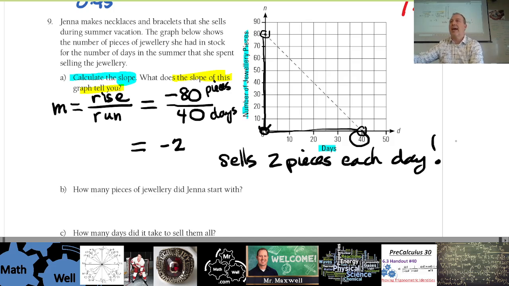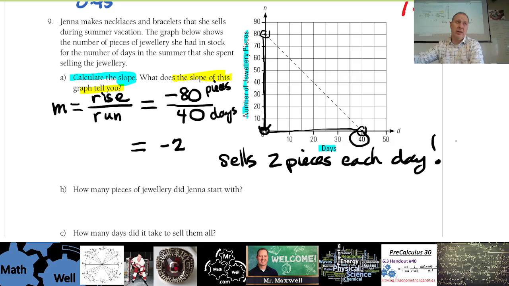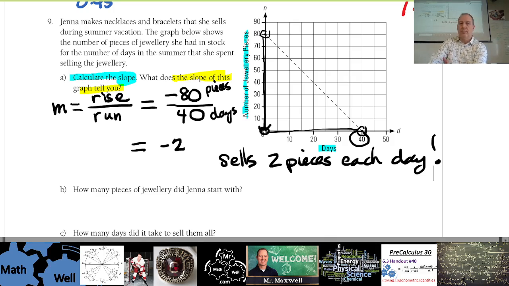Any questions about 9A? Calculating slope is super important. You gotta know how to do that, okay? Gotta know how to do that. So if this doesn't make sense, please let me know, okay? You need any help with this?